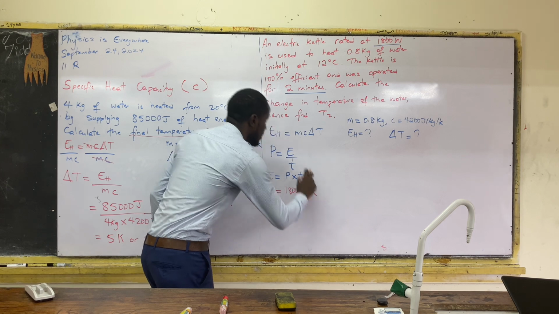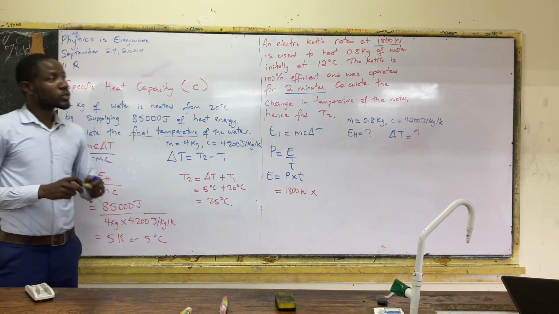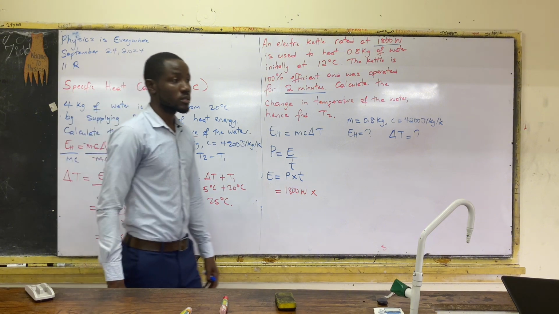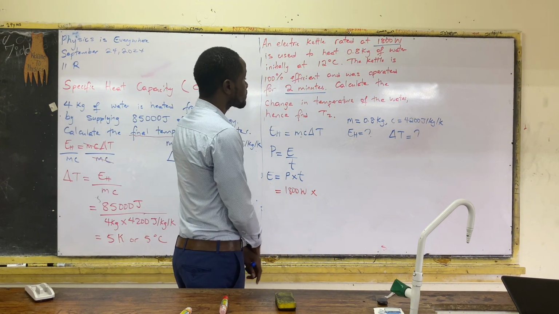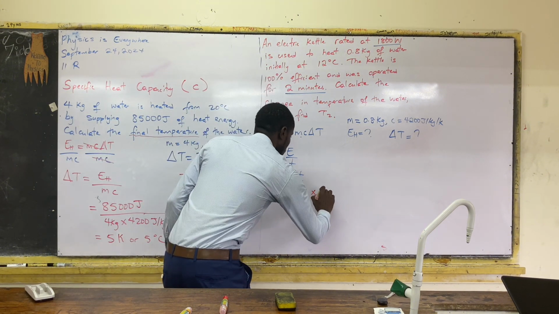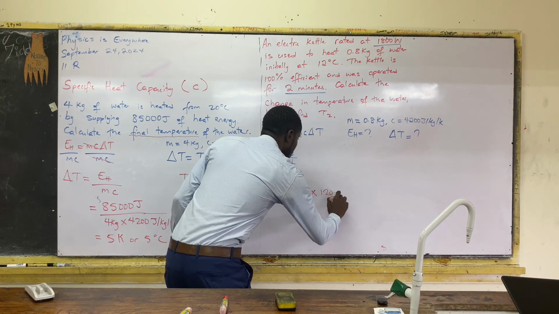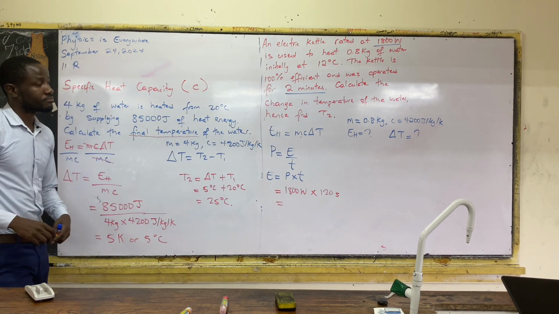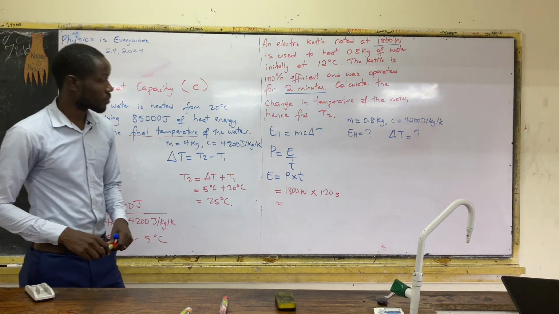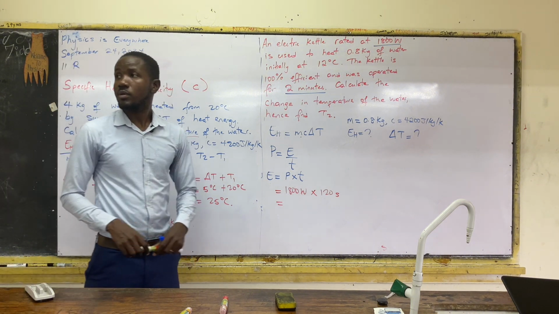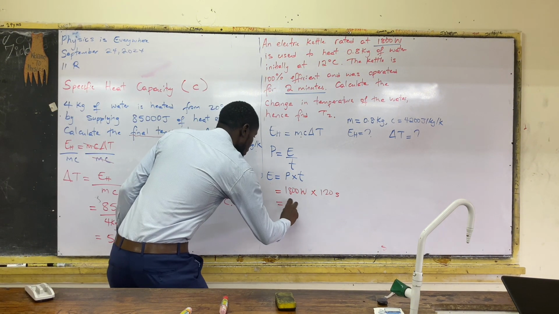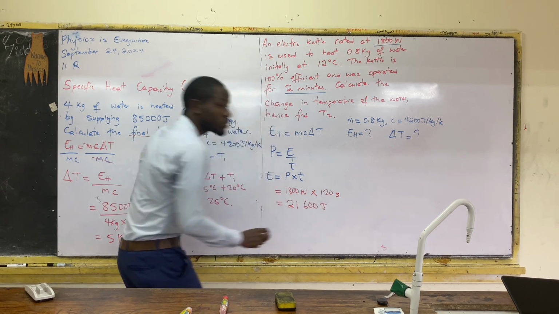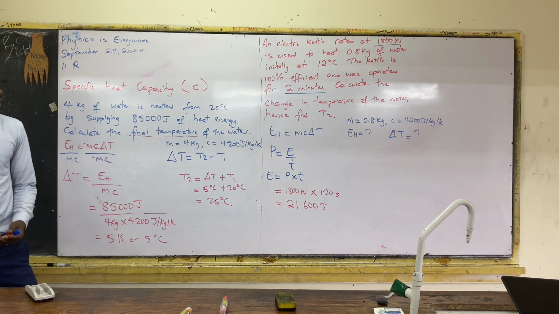Right? And the time now is, what's the time? 2 minutes. So we're just going to put 2 right there. Okay. Convert to seconds, right? So this is 120 seconds. So that's how much now? 216,000.